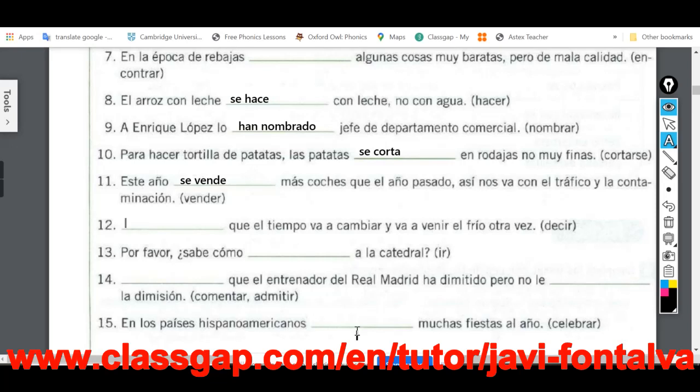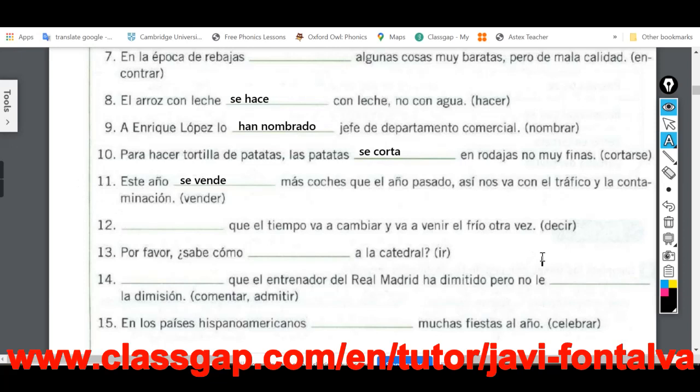In Spanish, we hardly ever use fui robado. It is more in the written style, but when speaking, we usually use the plural. This is the one we use the most. So you also use me han dicho, me han robado, me han nombrado, me han subido, lo que sea. Okay. So, twelve. Okay. Que el tiempo va a cambiar.